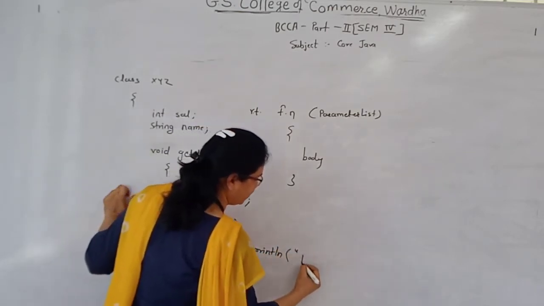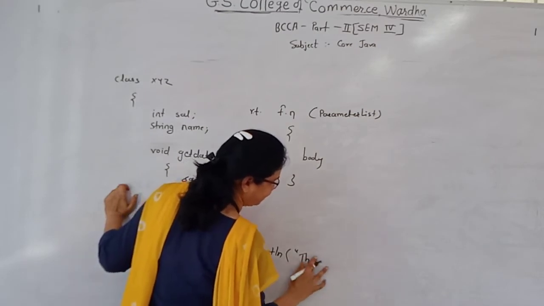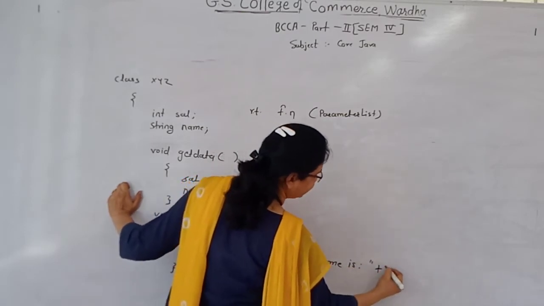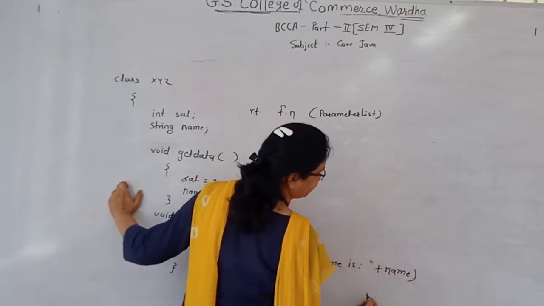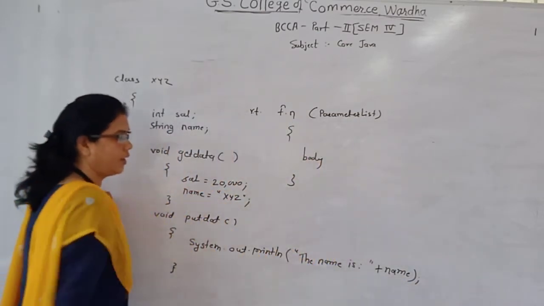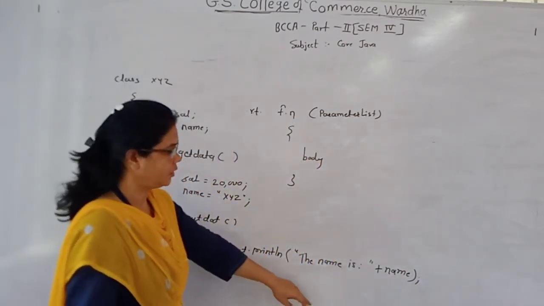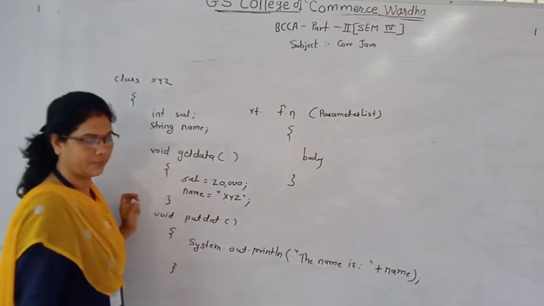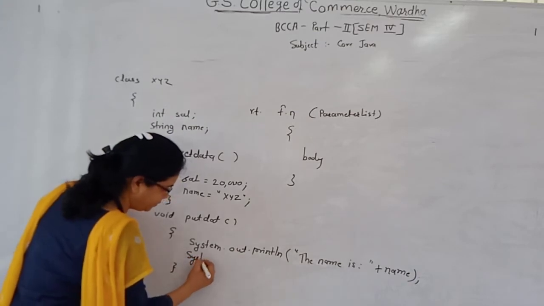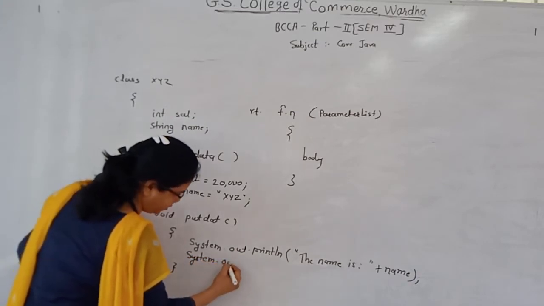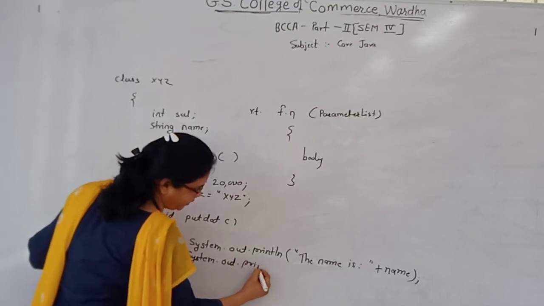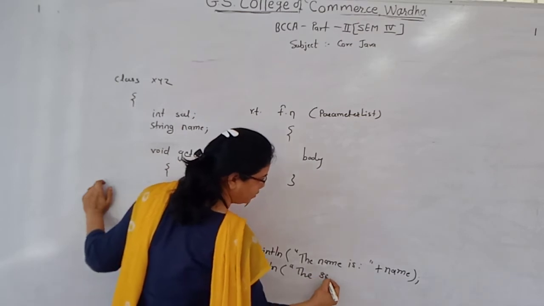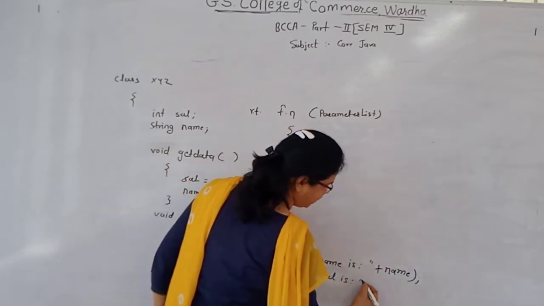Here the name is colon plus name. By using this statement I want to print the name variable whatever I assigned in getData. Then again System.out.println, here I want to print the salary. So the salary is, plus sal.